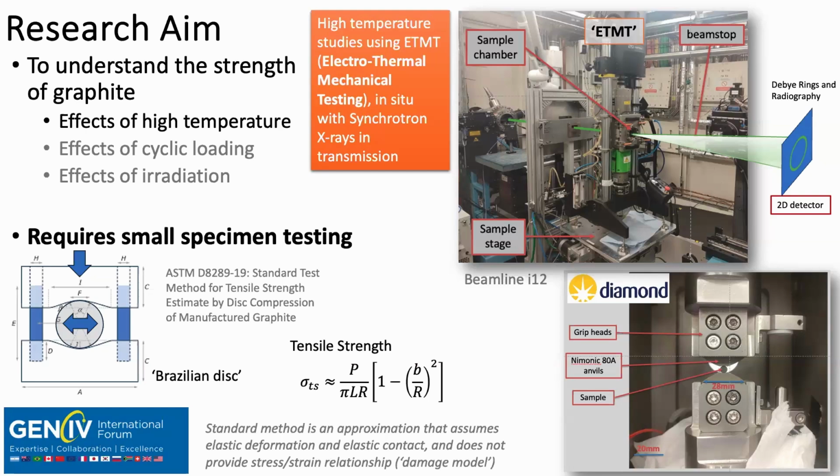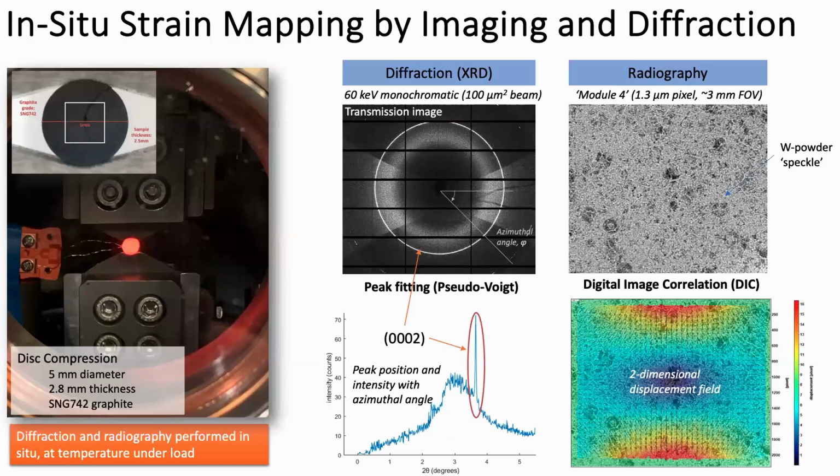So here's a sample between some Nimonic grips, which will then squash. This is what it looks like at around 800 degrees C. It's thermocoupled. This is one of the candidate graphites. This is a 5mm diameter disc, about 3 mil thick. And we're doing diffraction and radiography in situ.